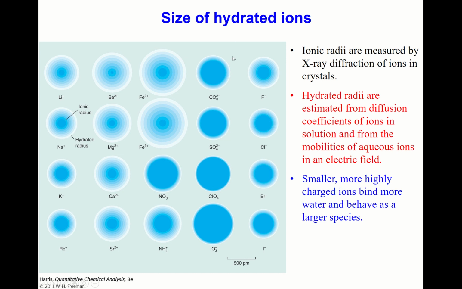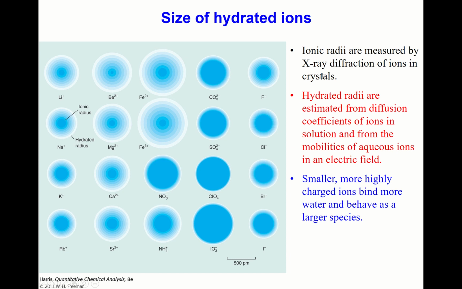Yeah, like that, you can visually appreciate the size of hydrated ions, right? So this hydrated ion size plays an important role in ionic activity. You will see soon. But how do we measure this size of hydrated ions? There is a technique called X-ray diffraction. Ionic radii are measured by X-ray diffraction of ions in crystals. So you make a crystal, and then you use X-ray diffraction.